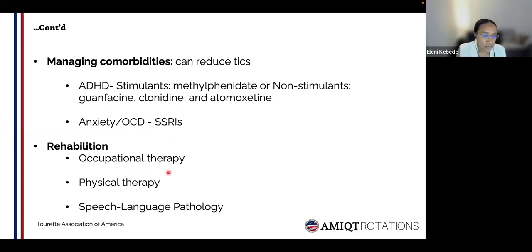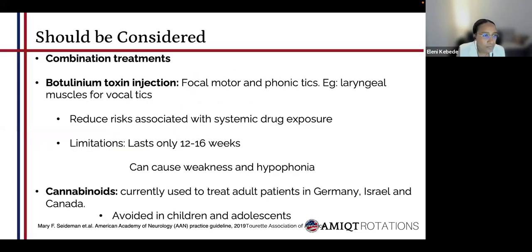Rehabilitation is also a big part. Occupational therapy, physical therapy, and speech language pathology are recommended as of now. These are other options that are being studied. They don't have a very strong study and clinical trials behind them, but they should be considered for treatment-resistant Tourette's.